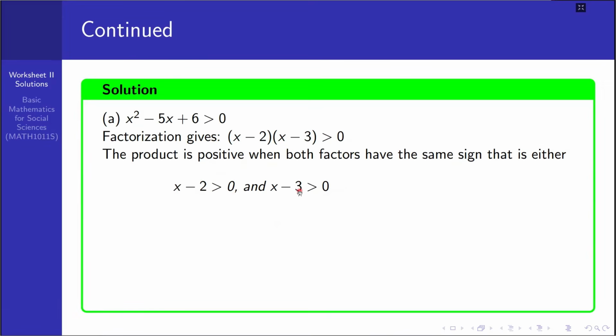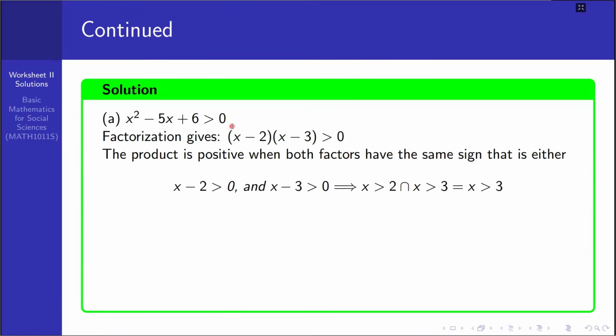When x is greater than 2 and x is greater than 3, both must be satisfied at the same time, so we take the intersection. That is the intersection of x greater than 2 and x greater than 3, which will be x greater than 3, so that x greater than 3 could be half of the solution set for this quadratic inequality.